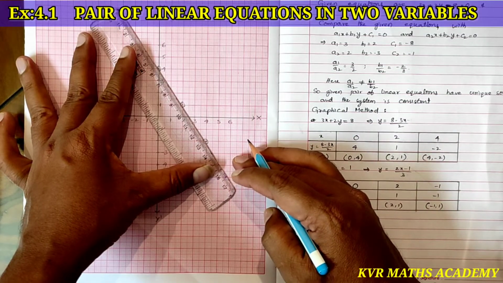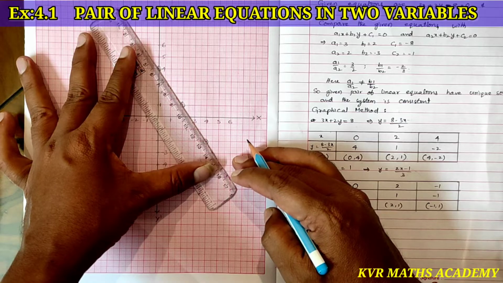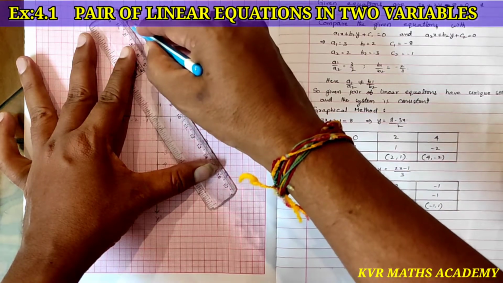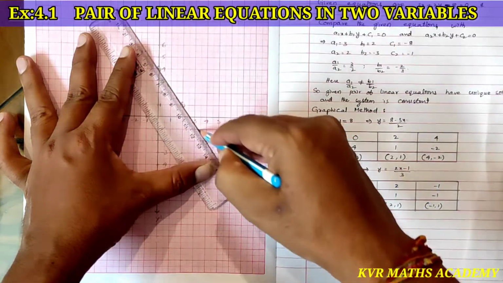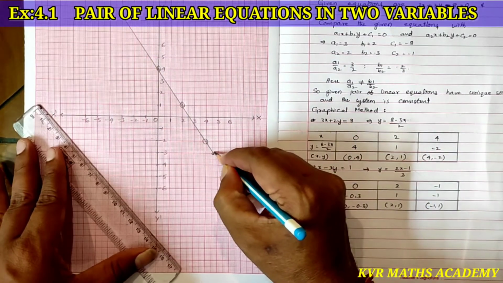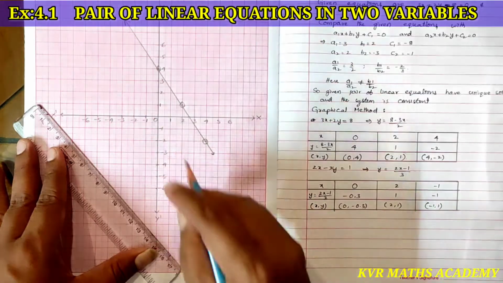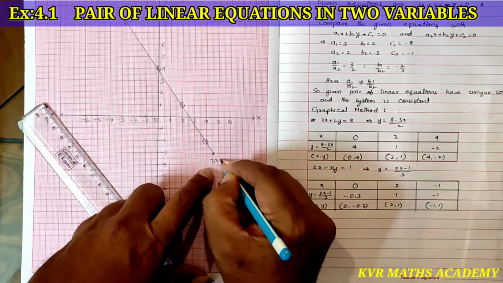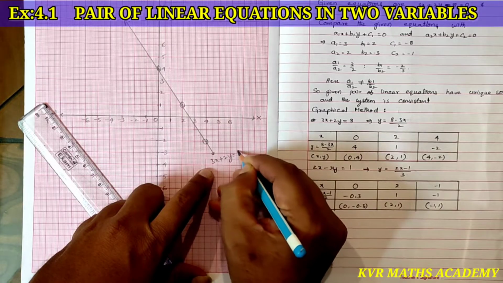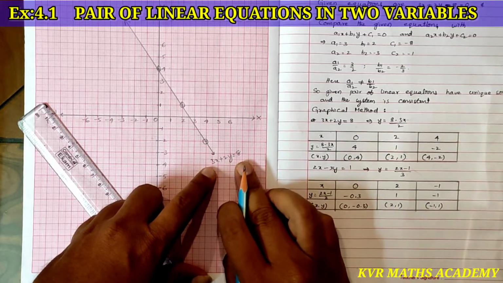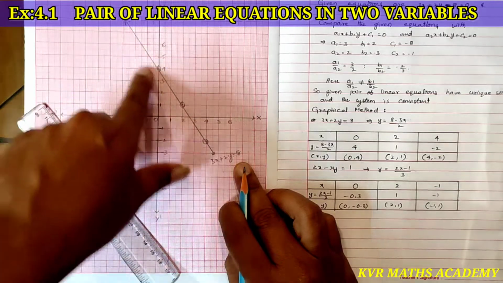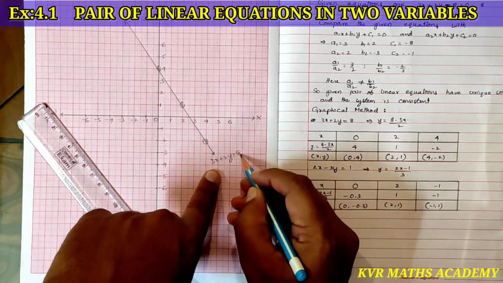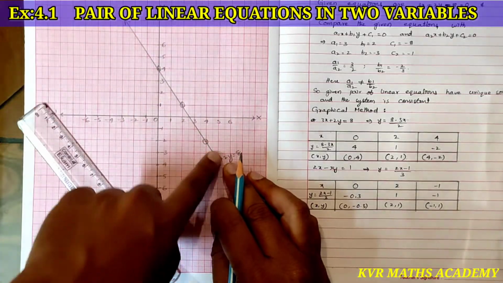Yes, look here. The points are on a straight line, right? So this is the line, and its equation is 3x plus 2y is equal to 8. This is the line we have drawn, right? That is, the equation is 3x plus 2y is equal to 8. So this is the line.